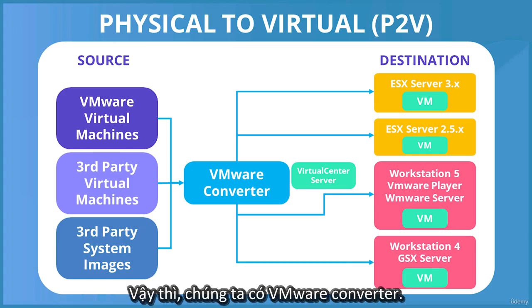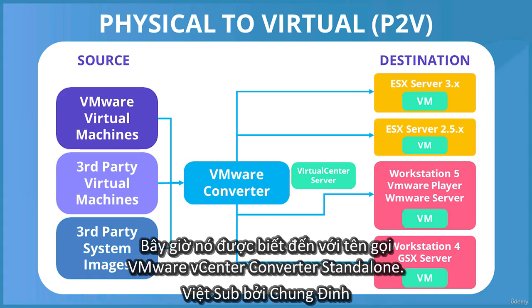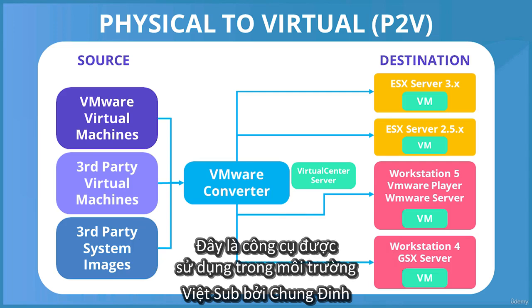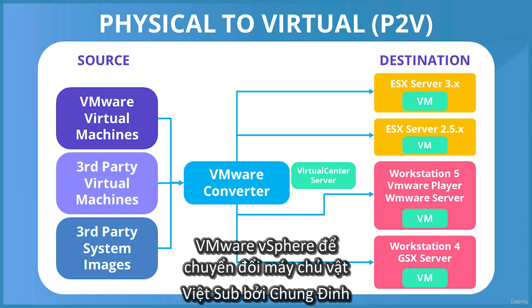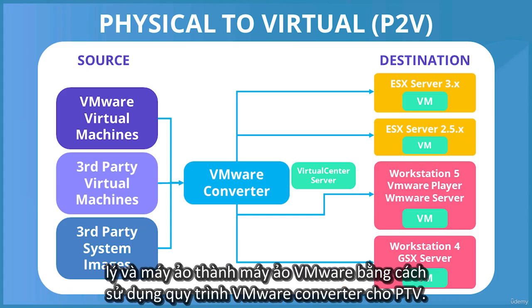So yeah, we've got VMware Converter. This is the VMware standalone converter. It's now known as VMware vCenter Converter Standalone. So it's a tool used in VMware vSphere environments to convert physical and virtual machines to VMware virtual machines using the VMware Converter for P2V process.